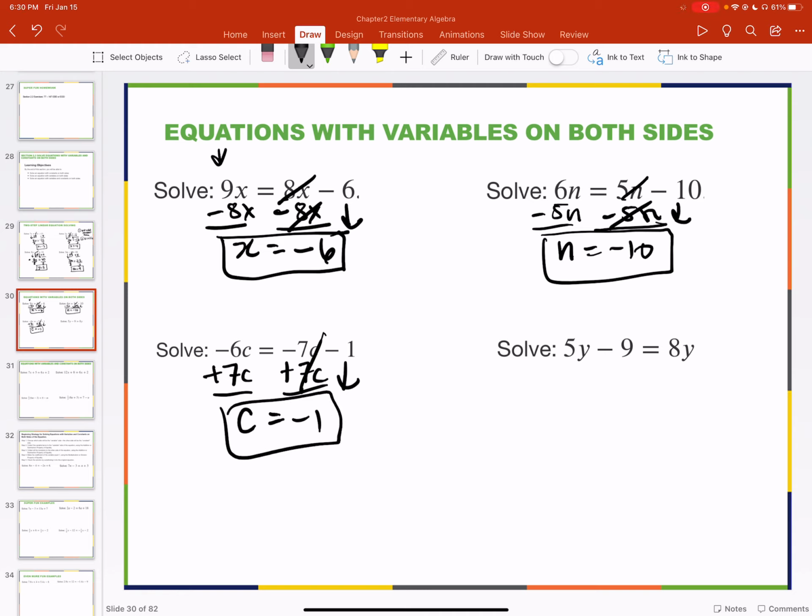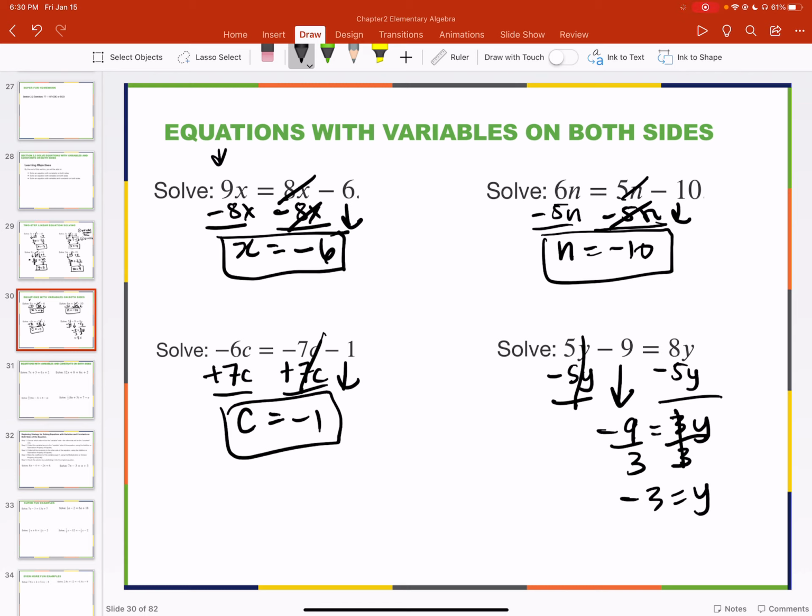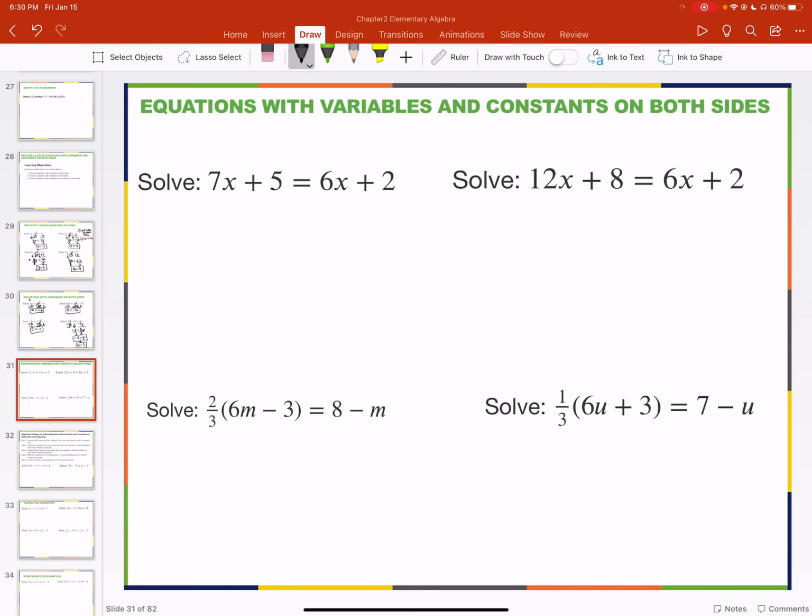Here, I'm going to move the 5y, because the goal is to get it by itself. So I subtract 5y from both sides. I'm going to bring down this minus 9. 8y minus 5y is 3y. And then divide both sides by 3. I'm going to get y is equal to negative 3, or negative 3 is equal to y. This is the same thing as saying y is equal to negative 3. Okay, all right, so let's continue. Now this one has variables and constants.